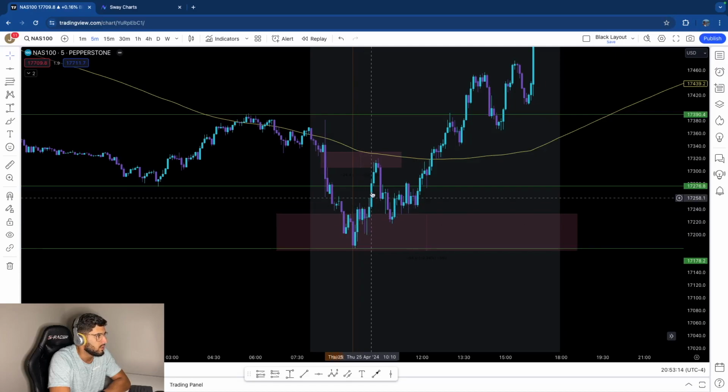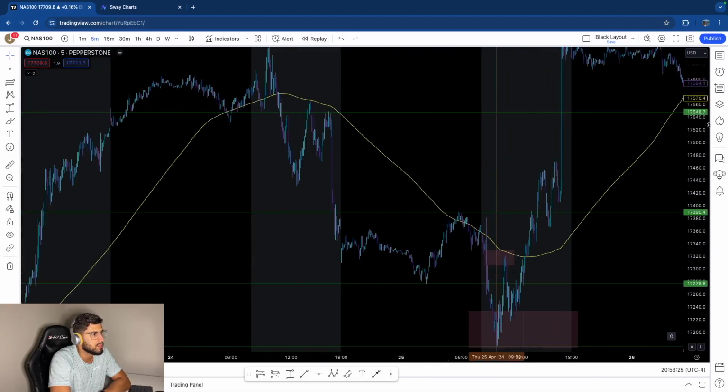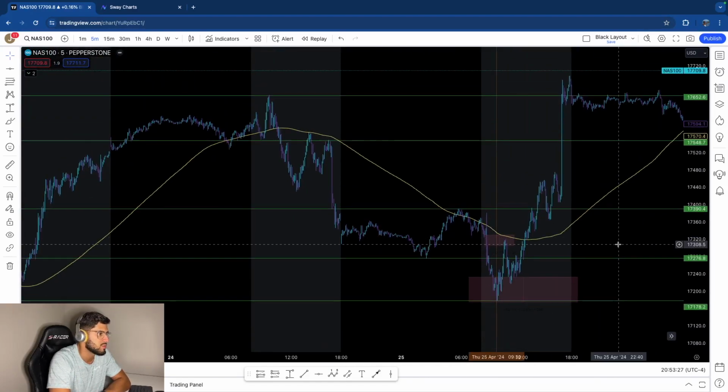Higher high, higher low, higher high, broke all these little mini structures right here, came back, rejected this zone, and then started making waves back up. So you could have gone for the buy as well. At the time, I was just looking for short, so I didn't take that.